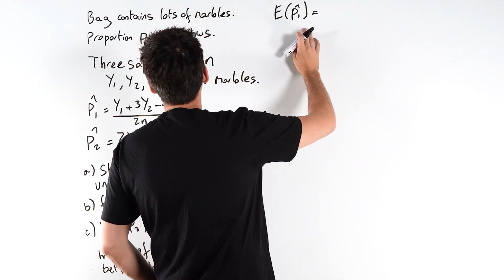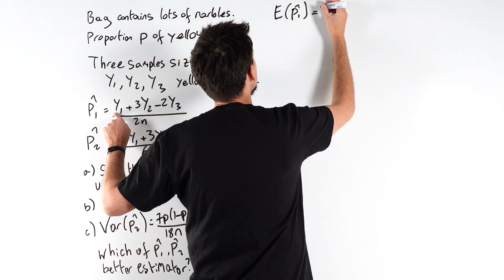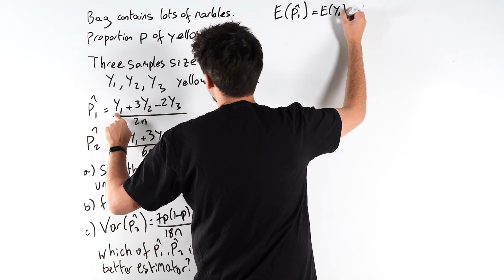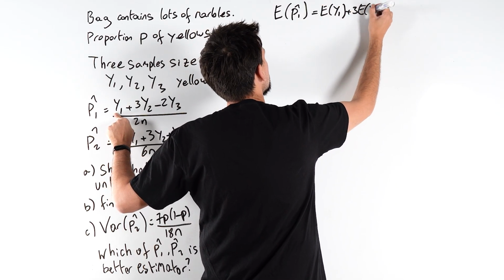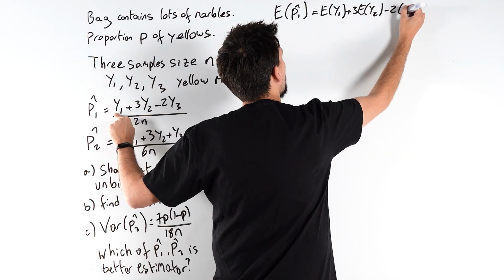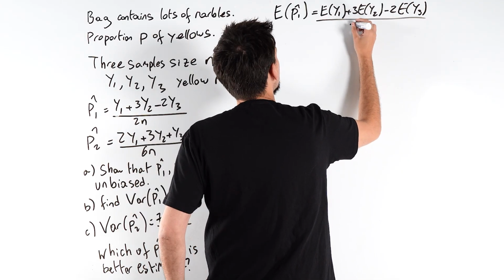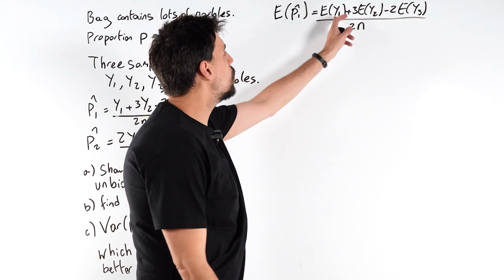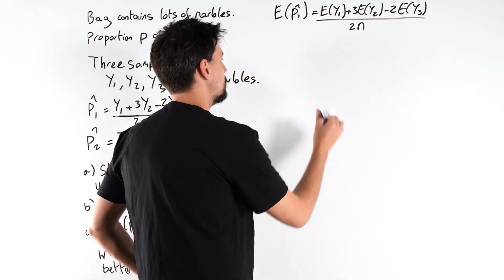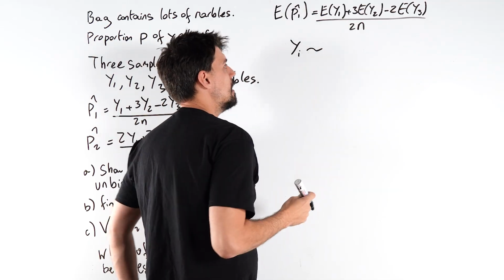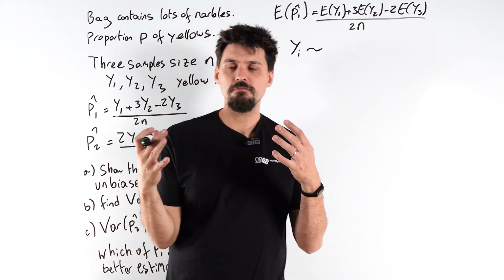So the expected value of P1 hat is, using the rules of expectations, the expected value of y1 plus 3 times the expected value of y2 minus 2 times the expected value of y3 over 2n. Now let's talk about these 3 things. Each one of these is a sample of size n.